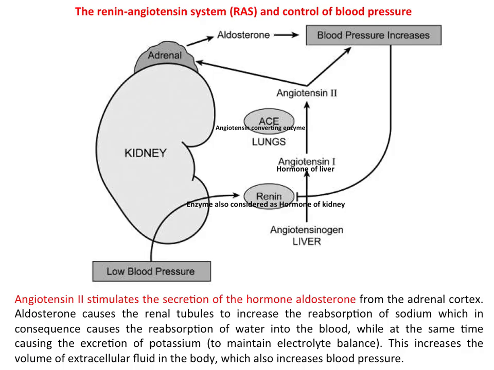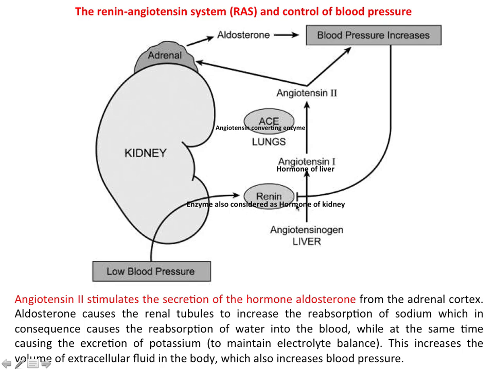Now here you can see how the RAS system, that RAS is renin angiotensin system, regulates the aldosterone production. Actually, the main hormone, that is angiotensin 2, stimulates the secretion of aldosterone. So here you can see during low blood pressure, the kidney starts producing an enzyme, or we also consider it as a hormone, that is renin.